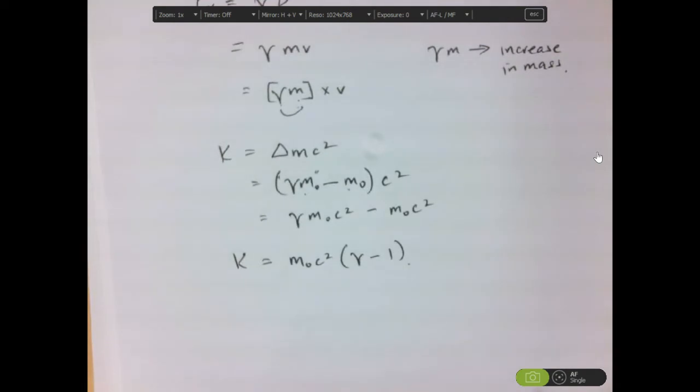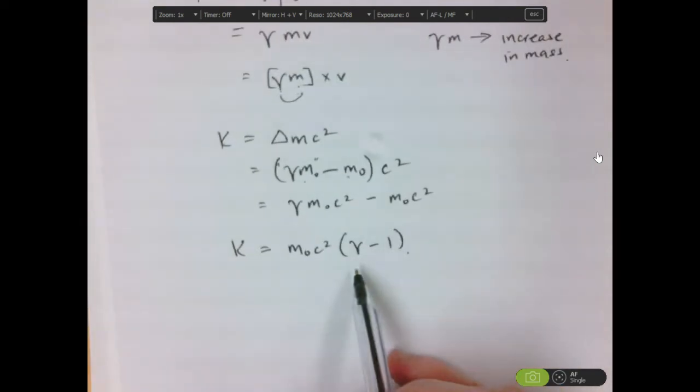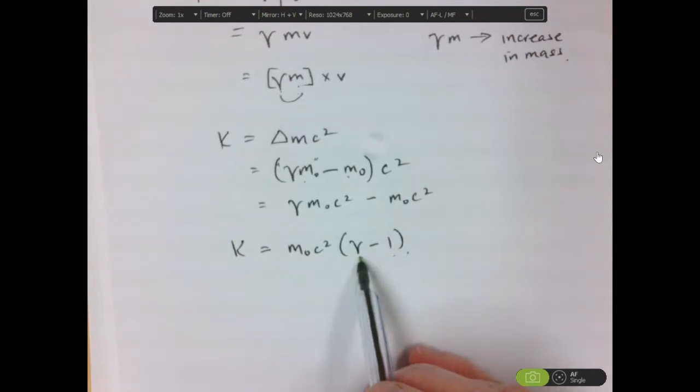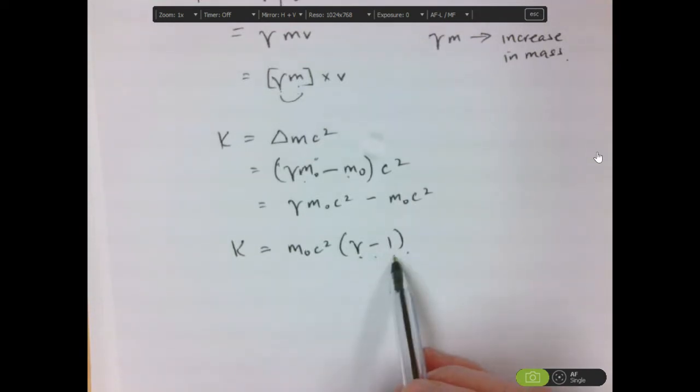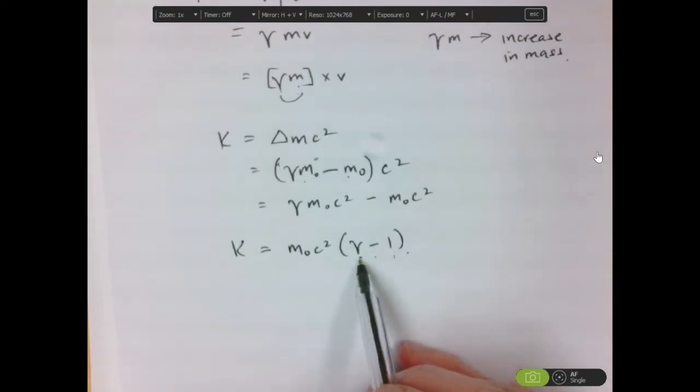At low values of gamma, this factor gamma minus 1 becomes significant. But as gamma gets really, really big, as velocities get closer to the speed of light, this becomes less of a deal.